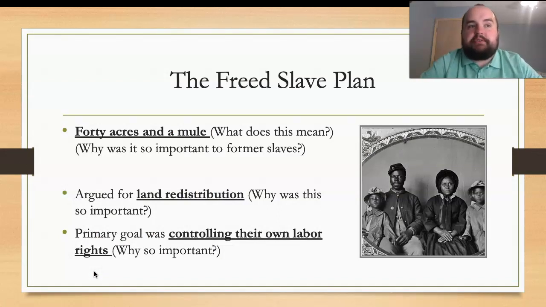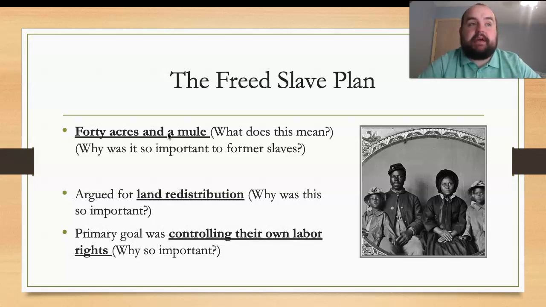The freed slaves also had some plans as well, as you might well imagine. A lot of these plans center around the 40 acres and a mule ideology, which some of you are probably familiar with. Anybody know where that came from? Imaginary classroom audience.